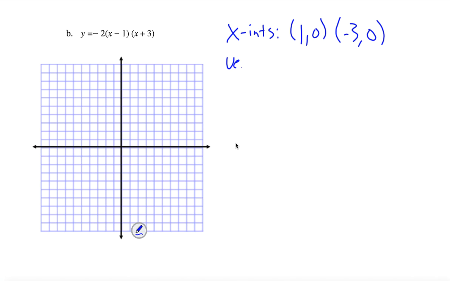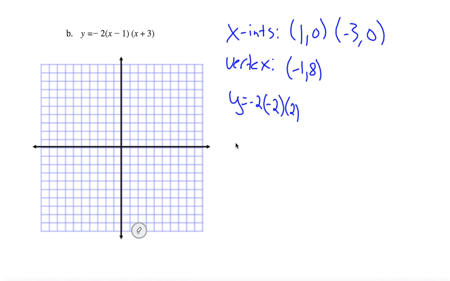Again, I'm going to jump to my vertex. The average of 1 and -3 is -1. If I plug that back in for x, I get y equals -2 times (-1 minus 1) is -2, times (-1 plus 3) is +2, so I get a +8 there. So my vertex is (-1, 8).